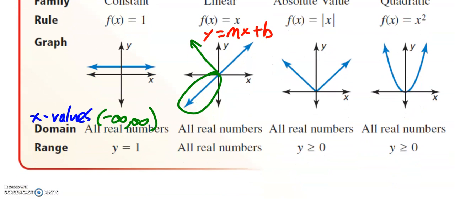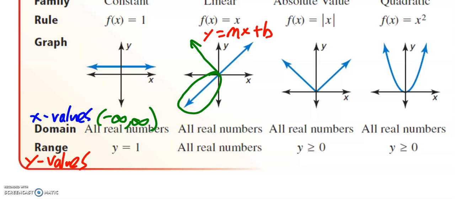Range then, range is the y values. And again, when we say the y values, a better way to phrase that would be the possible outputs of the function. So this function right here, the only output is 1, so the range is y equals 1. This function right here, it's going to go down forever and it's going to go up forever, so the range is all real numbers. Here, the lowest the y value is 0, and it does get to 0, and then it goes up forever, so its y is greater than or equal to 0, and the same thing is true with this one.